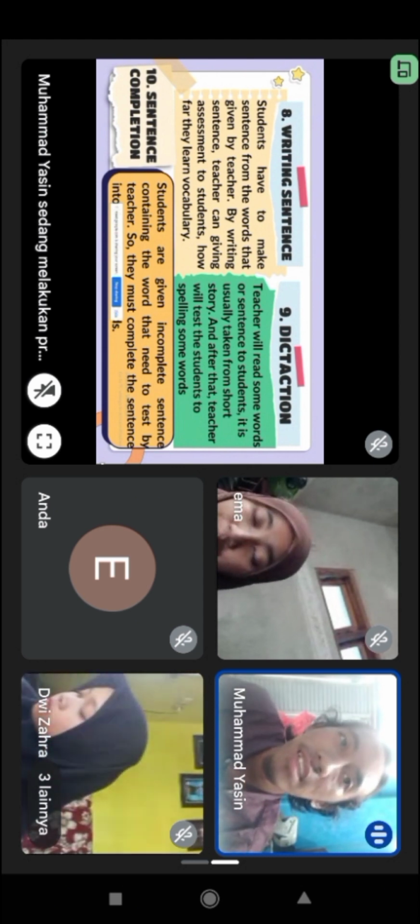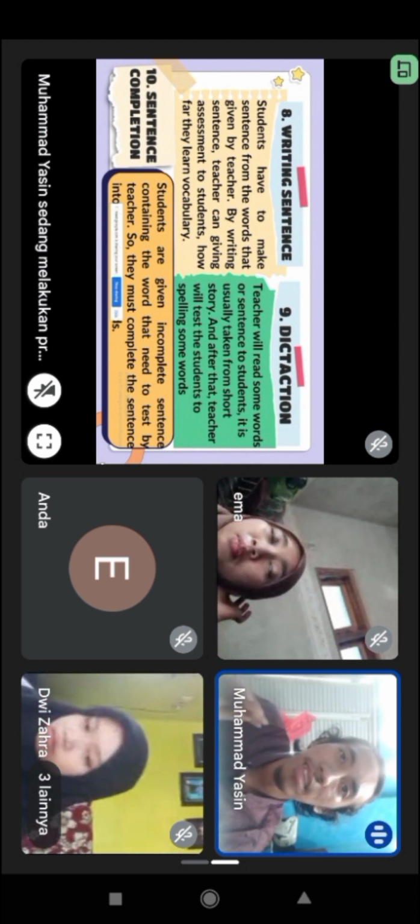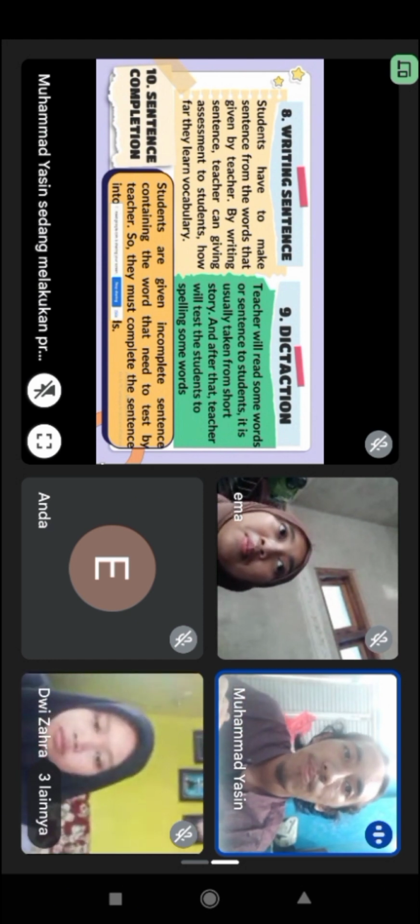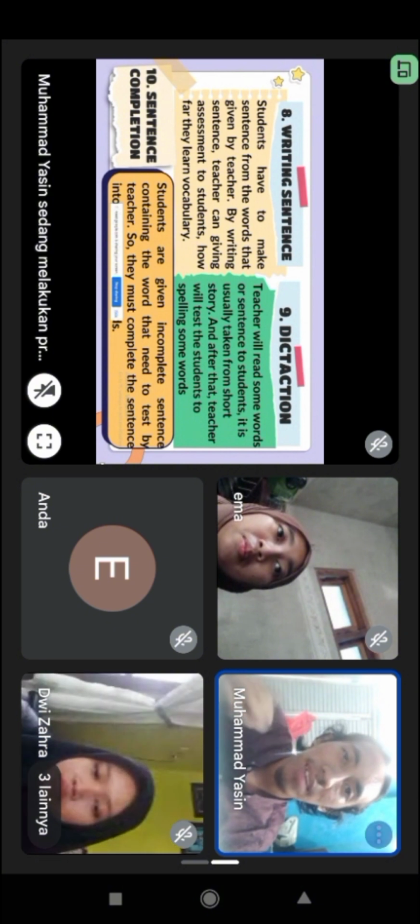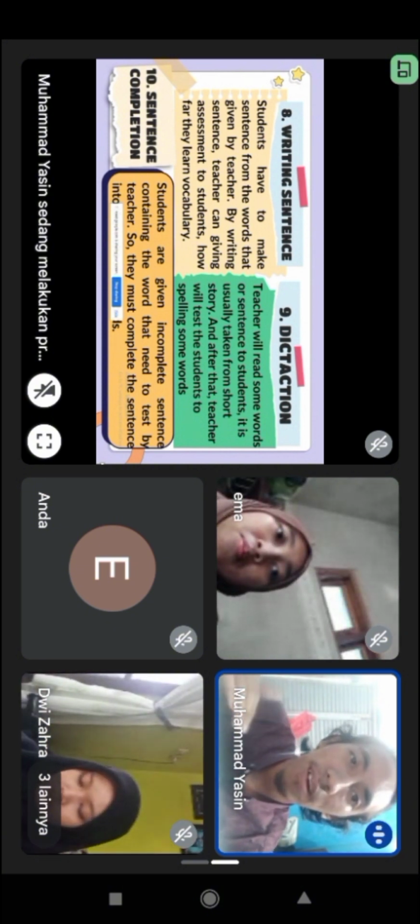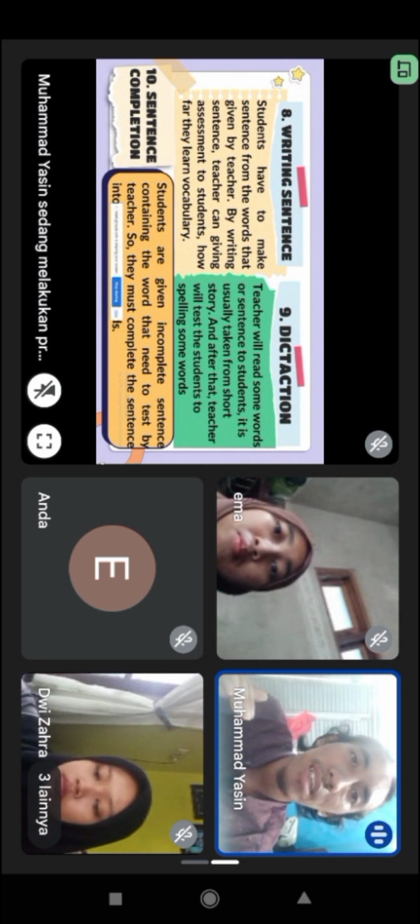The next point is writing a sentence. In the sentence, students have to make a sentence from the word that is given by the teacher. By writing a sentence, the teacher can give assessment to students on how far students can learn vocabularies.